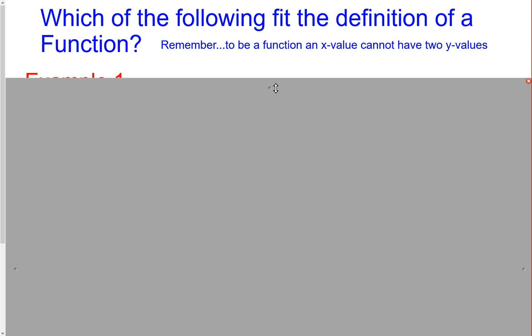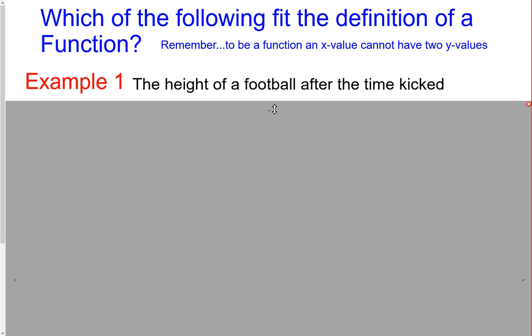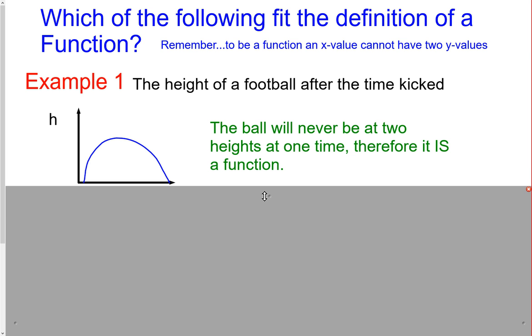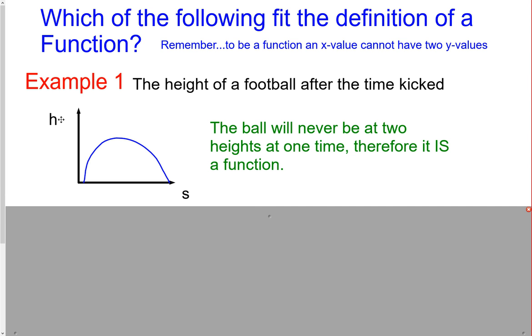And there's a reason that's important when I think about physics. So here's an example: the height of a football after it's kicked. So here's our graph. H is our height, how high the football goes, and S is our time in seconds. So when we're looking at this graph, at any given time, the ball has to be at only one height. Say, for example, 2 seconds after it's kicked. It can only be at one single height.